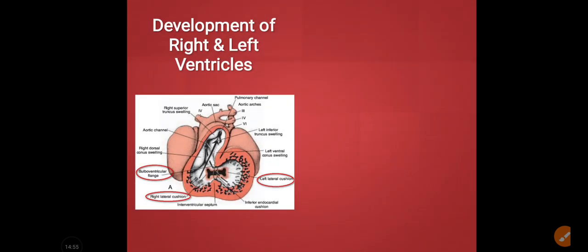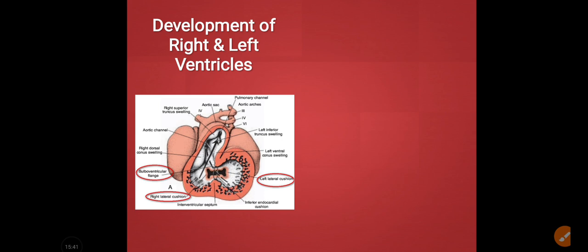Regarding the development of the right ventricle, let's revise the gross anatomy of the heart of the ventricle. The ventricle has rough part and smooth part, or inflow part and outflow part. This inflow part is rough and the outflow part is smooth. Inflow part and outflow part are according to the direction of the blood.